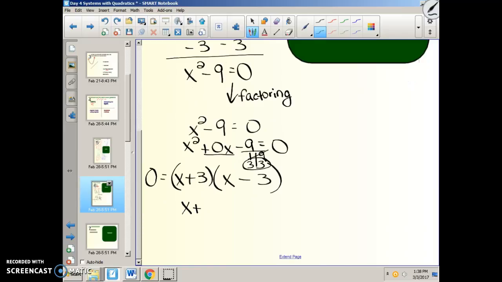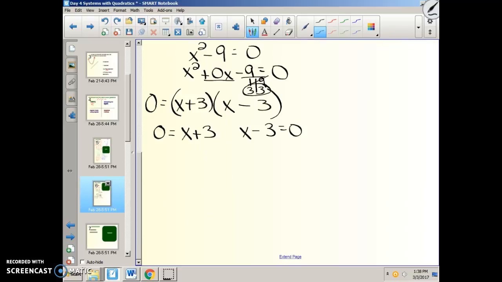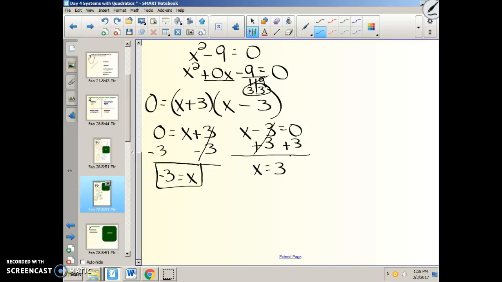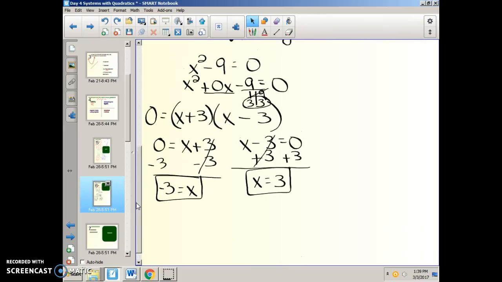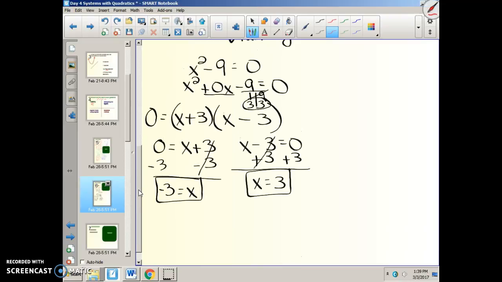Make sure I solve for both. So I have x plus 3 equals 0, x minus 3 equals 0, and solve just like we did on the first example. For one of them, x equals negative 3, which some of you might have already picked up on. And then hopefully you can already see what the answer for the second one is. It's x equals positive 3.